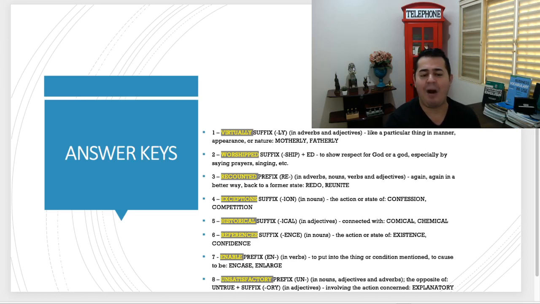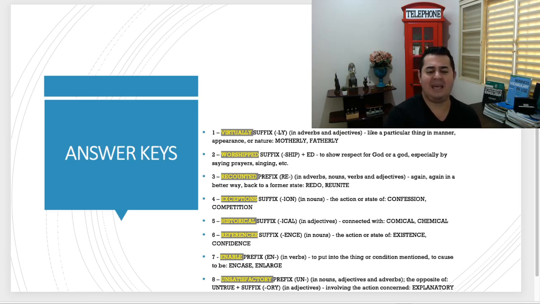Number three, count became recounted, so we added both prefix and suffix. In adverbs, nouns, verbs, and adjectives, we can add the prefix re. And that means again and again, in a better way, back to a former state, like to redo something, to reunite people, to recount the money because you're not sure if what you counted before was correct, okay?